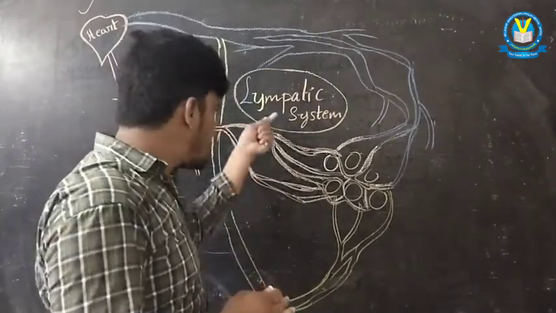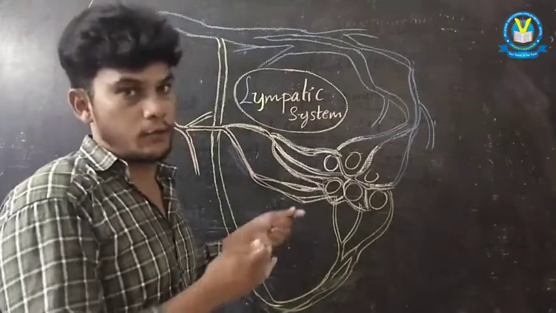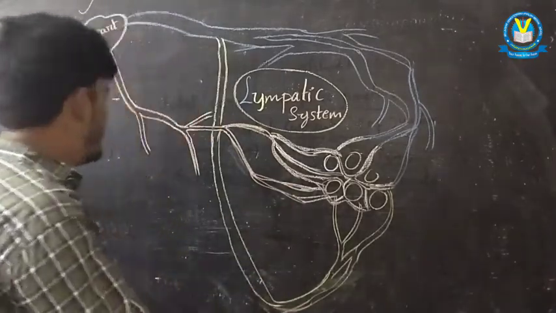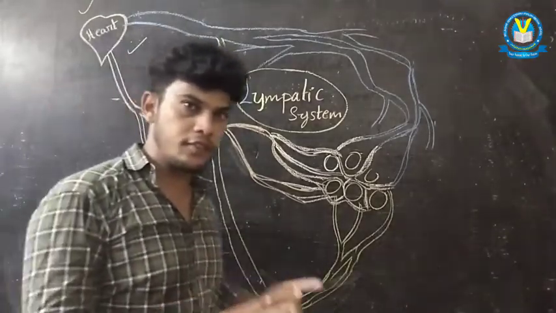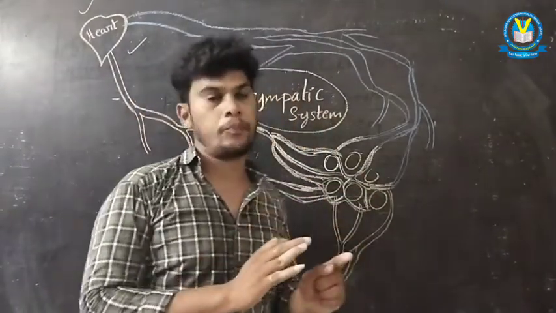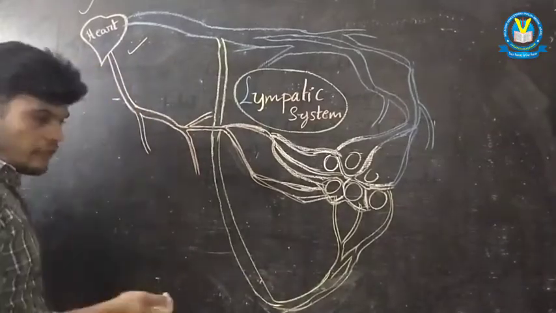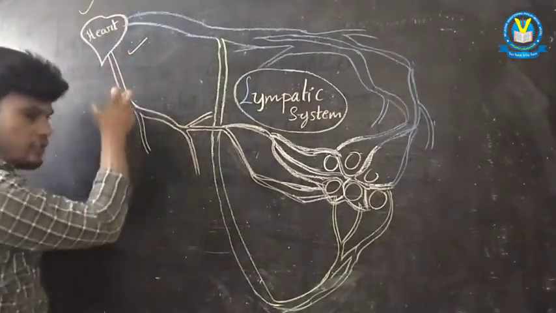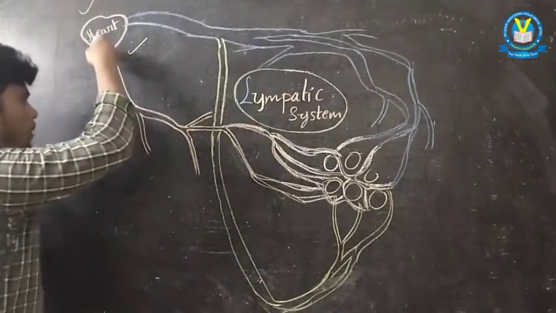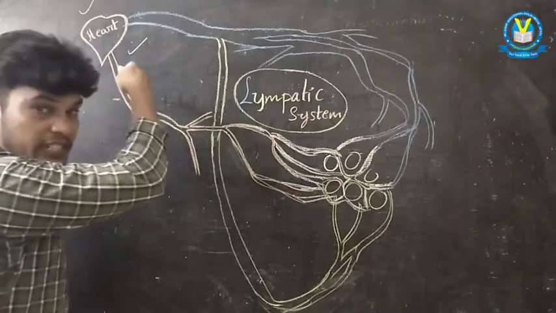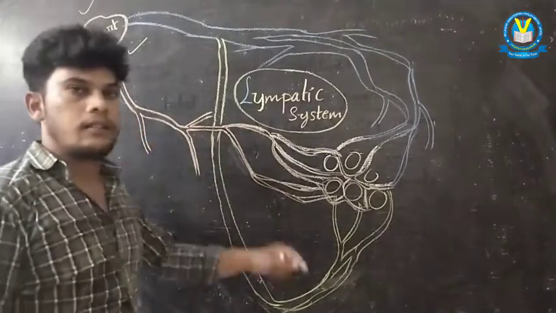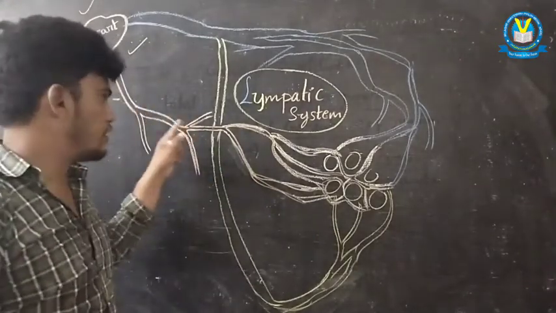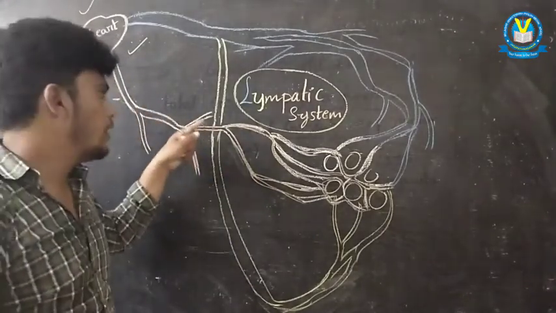Before going to discuss this, let me just summarize what we discussed in the previous video. The heart is the main organ that pumps blood to each and every body part. When the heart contracts, the blood is squeezed and pushed down, and the oxygenated blood passes through the blood vessels, the arteries. These orange-colored vessels are arteries.